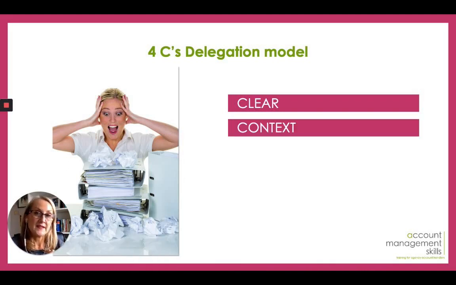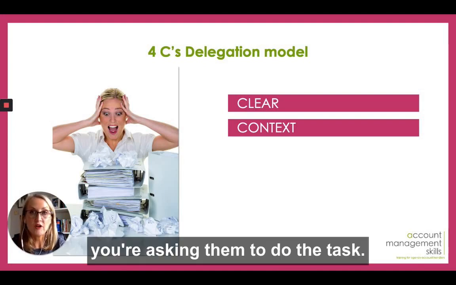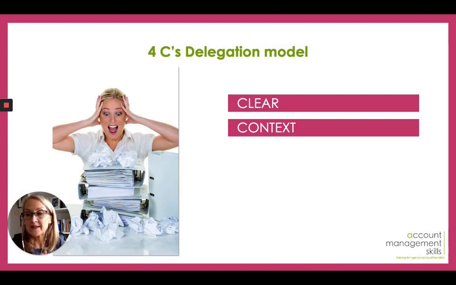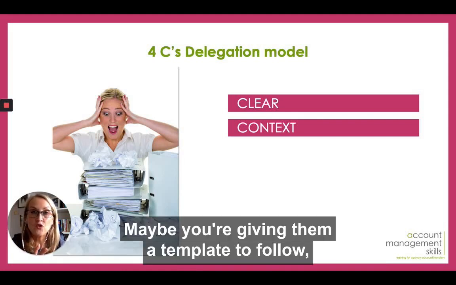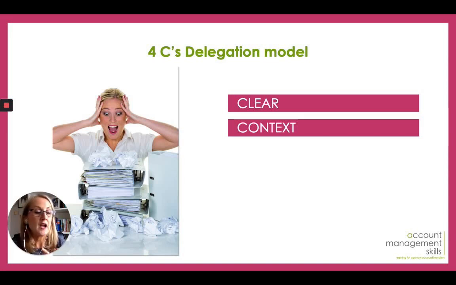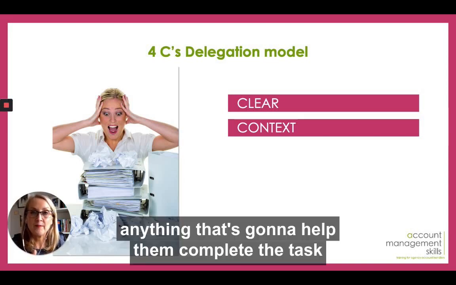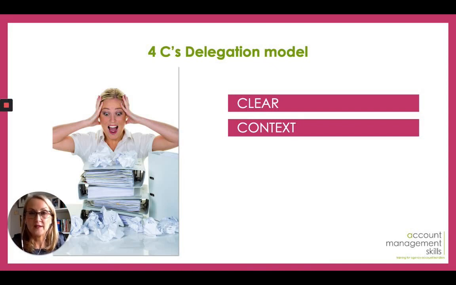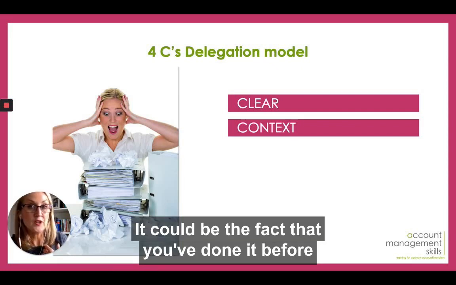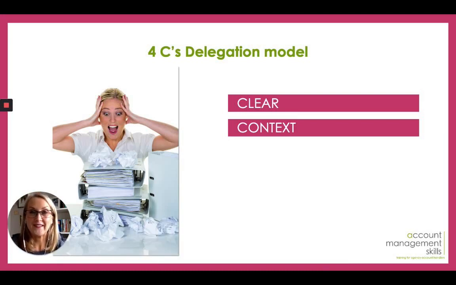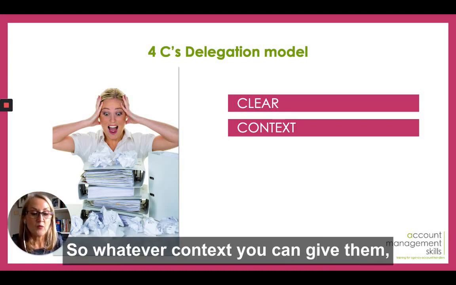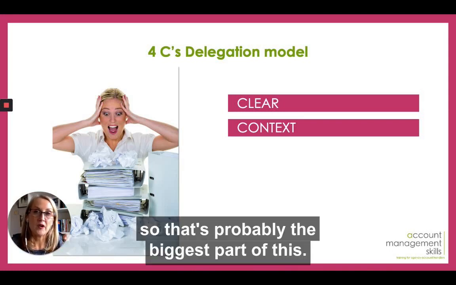The second C is context, and this is probably the biggest section and where you'll be required to give the most information. This is about putting everything in context, maybe a bit of background to the reason you're asking them to do the task. Maybe it's about timings, it's about urgency versus importance. Maybe you're giving them a template to follow. Anything that's going to help them complete the task. And it could be tips. It could be the fact that you've done it before and you know the pitfalls of doing something like this, so you can guide them. So whatever context you can give them. That's probably the biggest part of this.